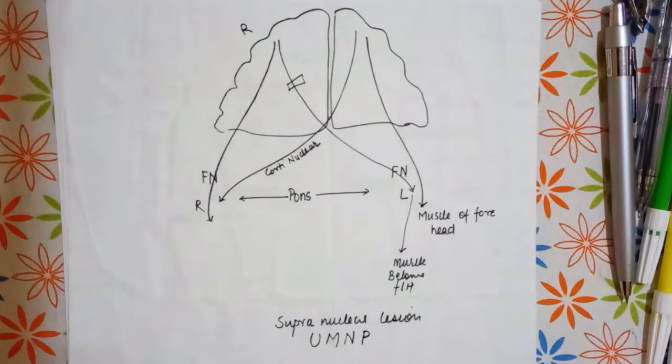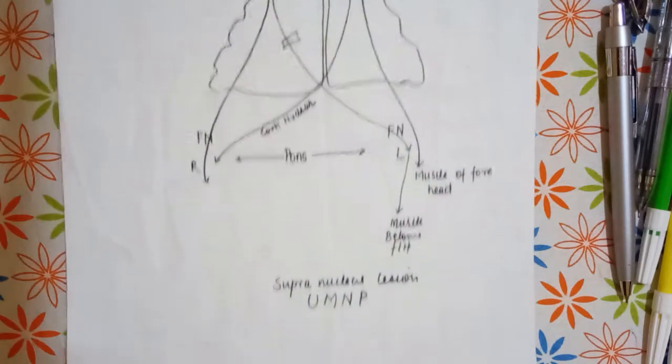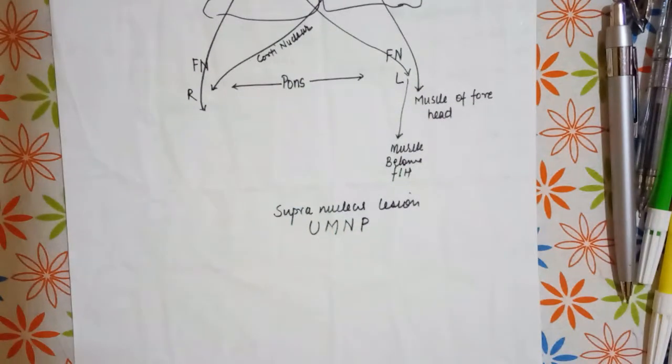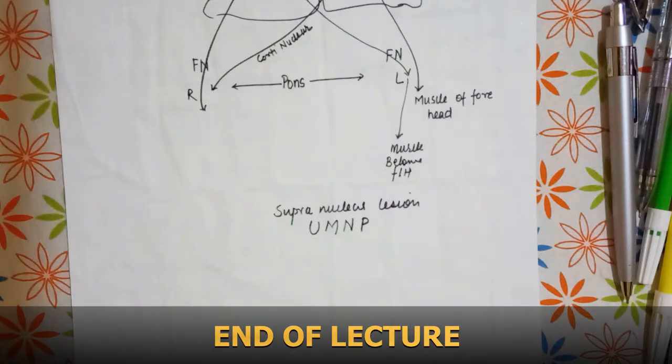Hope you understood the facial nerve, its branches, how the higher centers control it, and how the facial nerve is used by various other components to control the salivary gland and lacrimal gland for their functioning.